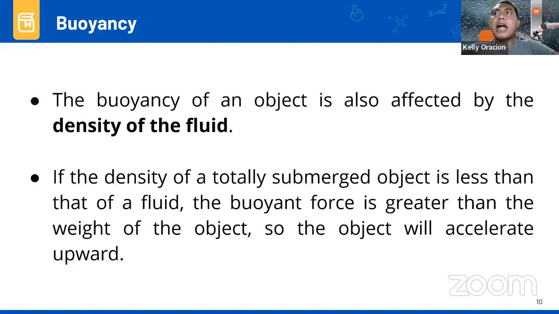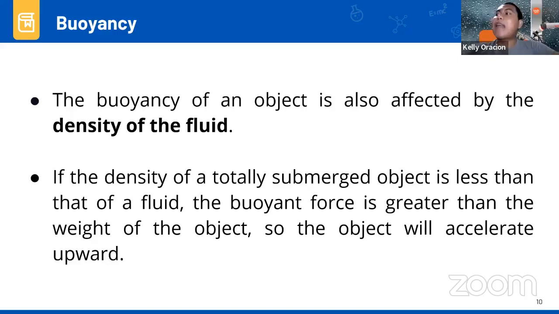You may have noticed, class, why it is easier to float in seawater compared to a swimming pool. Try to observe it. Or if you have already observed, why is it easier to float in the sea compared to the pool? It's because seawater is denser compared to the water in the pool. Again, it is easier to float in a denser fluid.